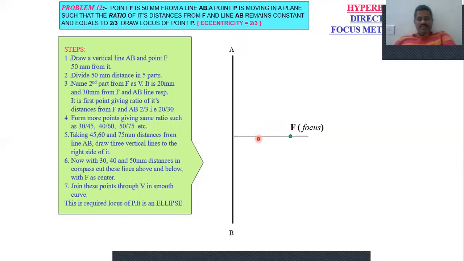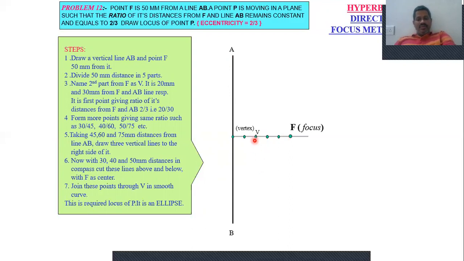Now divide this distance into 5 equal divisions. I made 5 divisions because the eccentricity is 2/3. Then locate the vertex point on this. V is at a distance of 2 divisions from AB, or 3 divisions from F. Like this, you locate vertex point V.